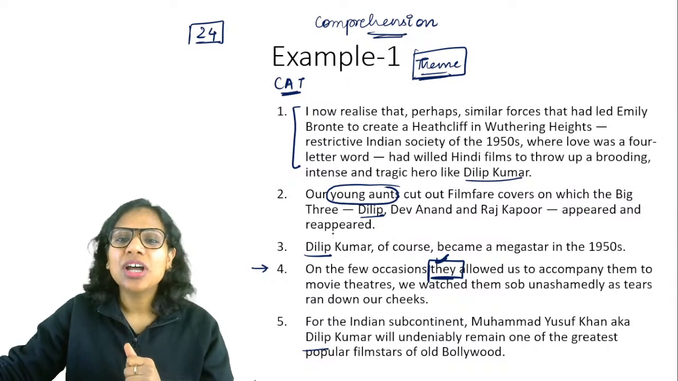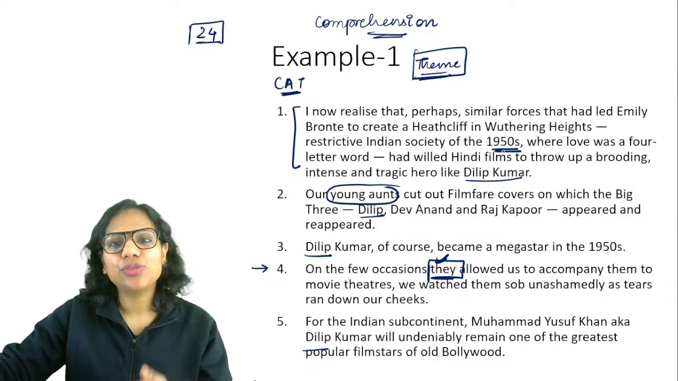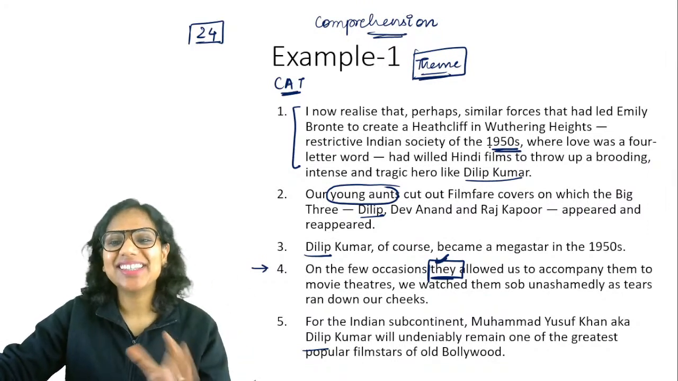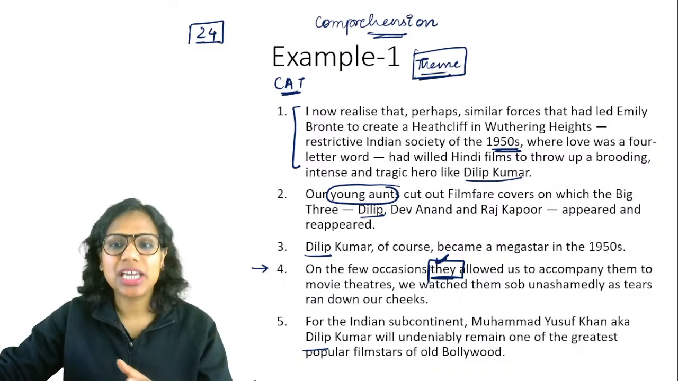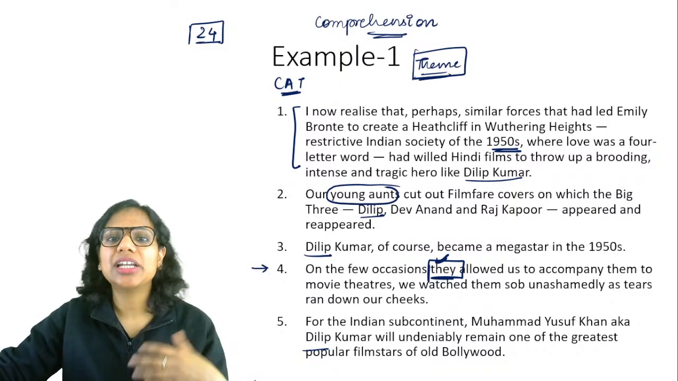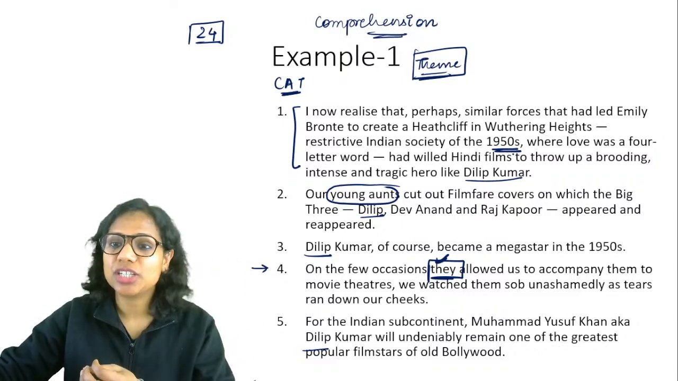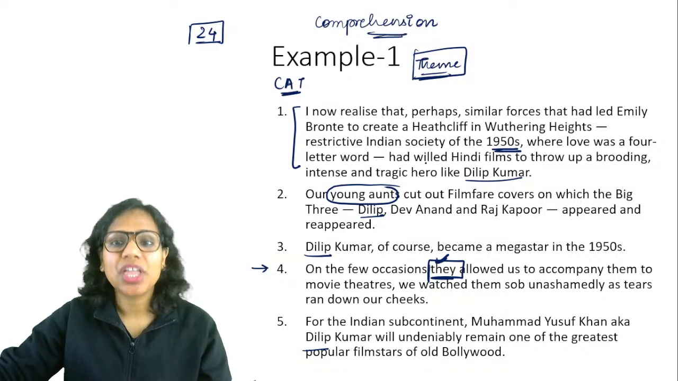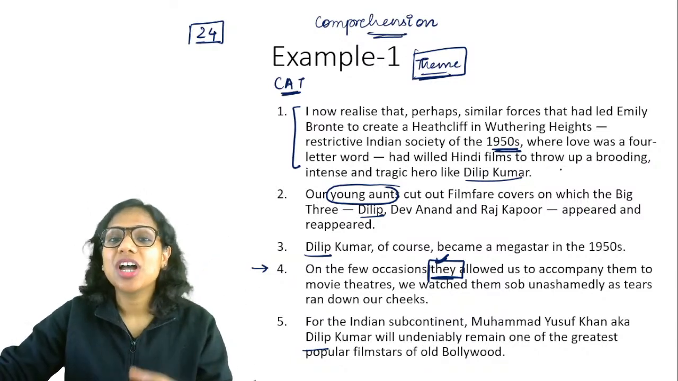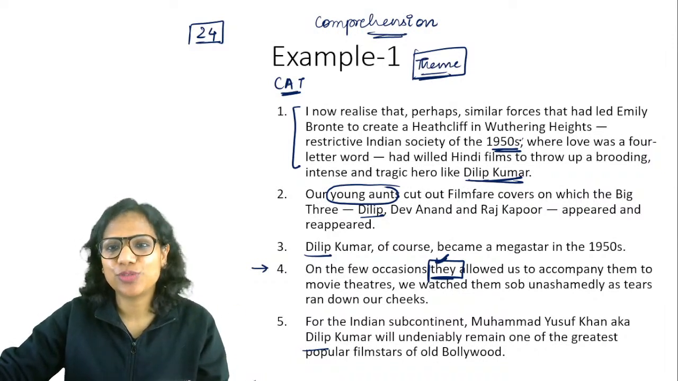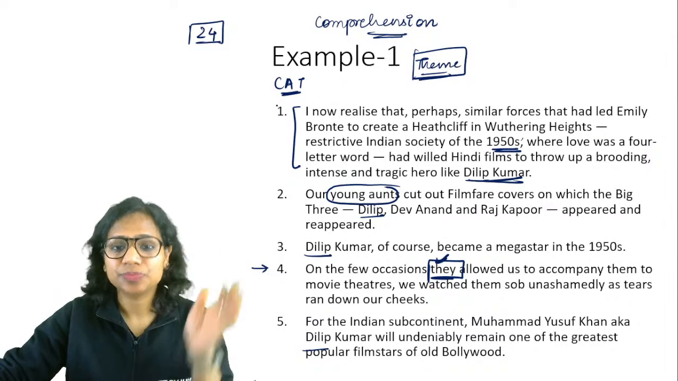Right. Now, in first, I talk about the 1950s. Why was Dilip Kumar needed in the 1950s, right? I now realize that perhaps similar forces that had led Emily Bronte to create a Heathcliff in Wuthering Heights, restrictive Indian society of the 1950s, where love was a four-lettered word, had willed Hindi films to throw up a brooding, intense, and tragic hero like Dilip Kumar. So we are talking about how he was so popular, right? What contributed to his popularity in the 1950s. This is the discussion happening here.